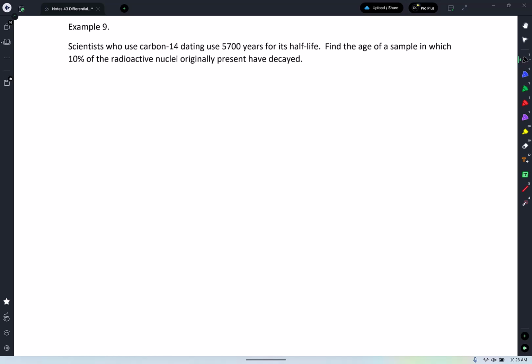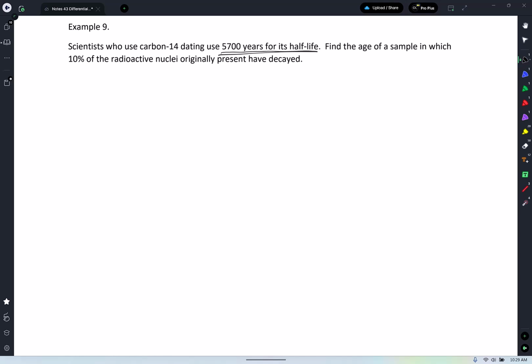This is how they determine how old stuff is, guys. Carbon-14 dating. Not like dating as in date, but like dating, okay. C14, C16. Have you guys ever heard of those? These are called isotopes. Scientists who use carbon-14 dating use 5,700 years for its half-life. Wow, look at that. Find the age of a sample in which 10% of the radioactive nuclei originally present have decayed. Okay, I like to solve for k again.